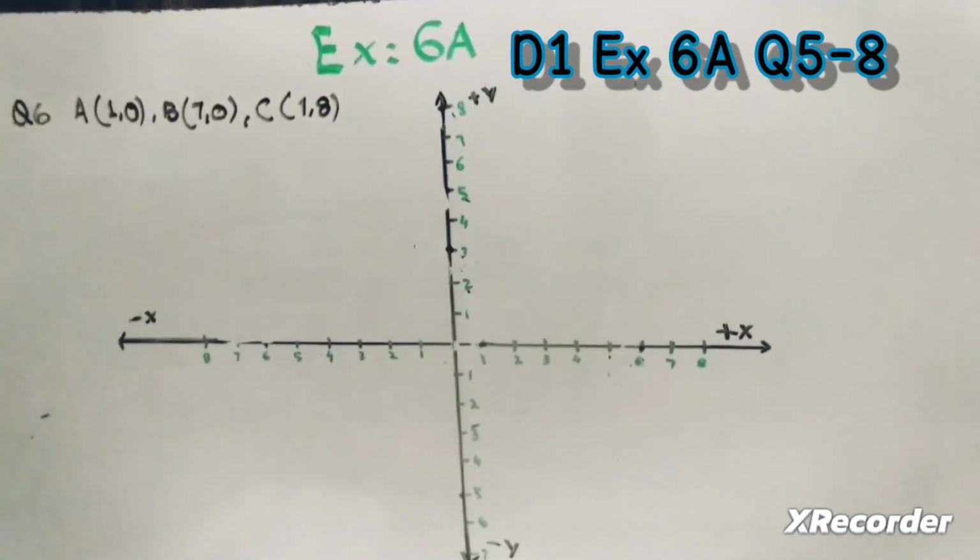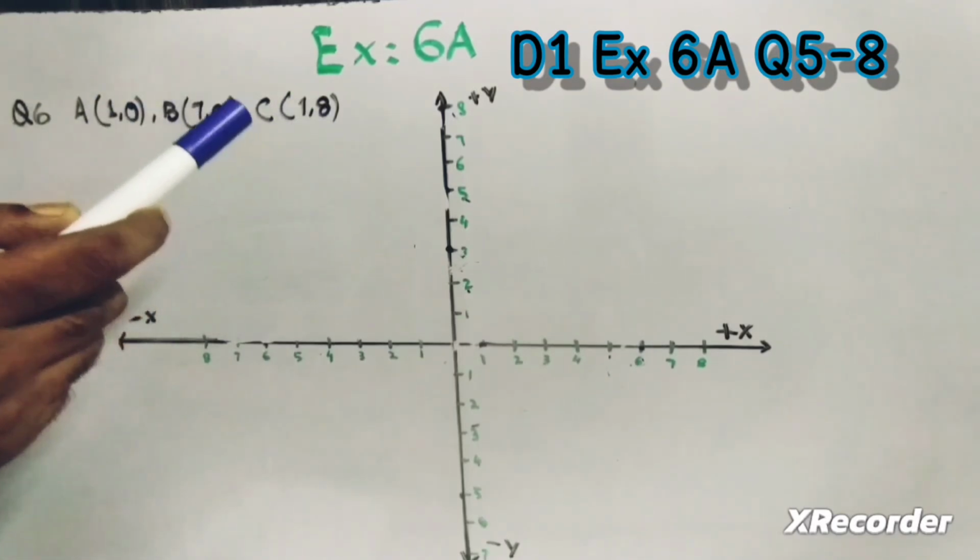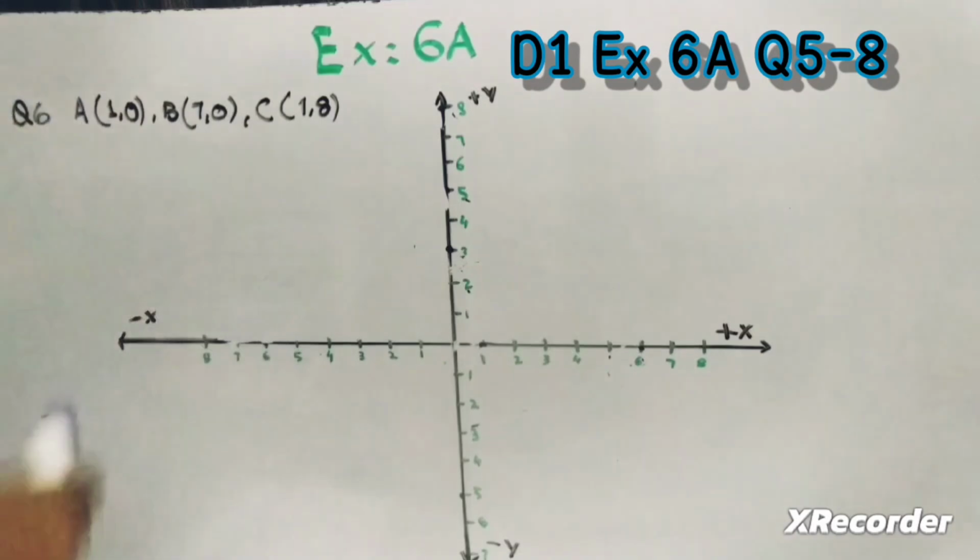Now moving to our next question, question number 6. The vertices of a right angle triangle are given as A is (1, 0), B is (7, 0) and C is (1, 8). Now we have to draw this on a graph paper, and then we have to find the area of the triangle. Let's try to draw the triangle.